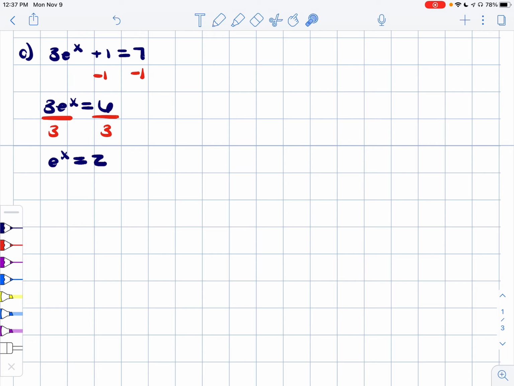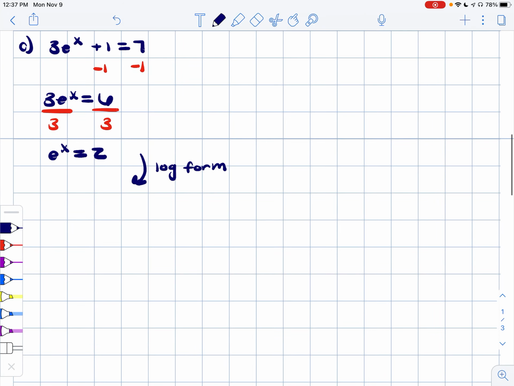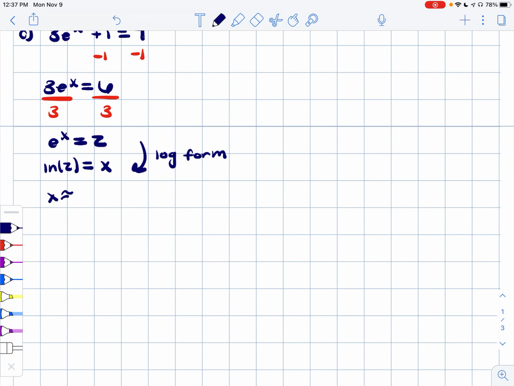And then we're not able to rewrite both sides as a power of the same base, which means we want to use the definition and switch this into log form. Remember, the log with a base of e is the natural log. So this becomes the natural log of 2 is equal to x. All right, so that's our exact answer. And then if we plug that into the calculator, we get approximately 0.693 as our decimal approximation.